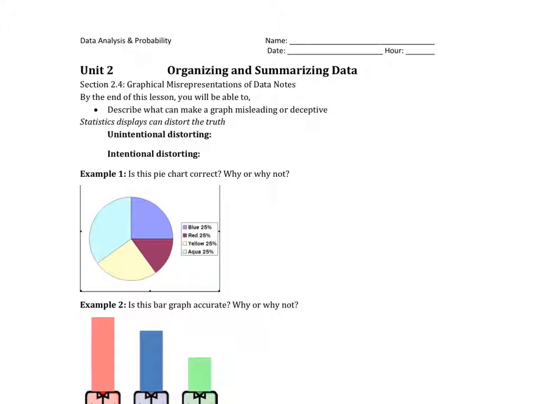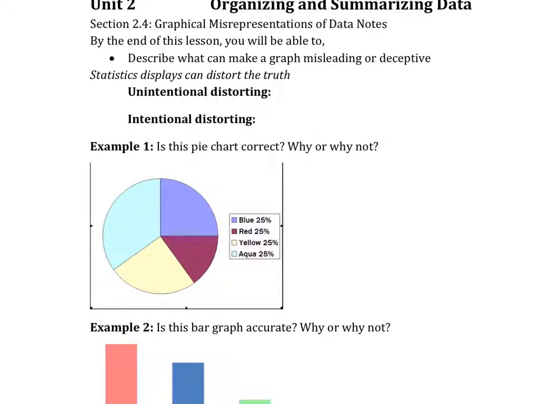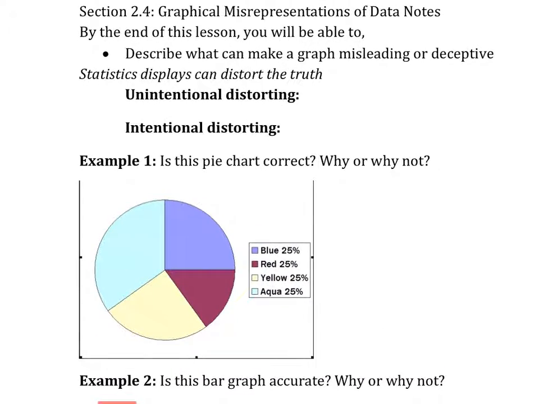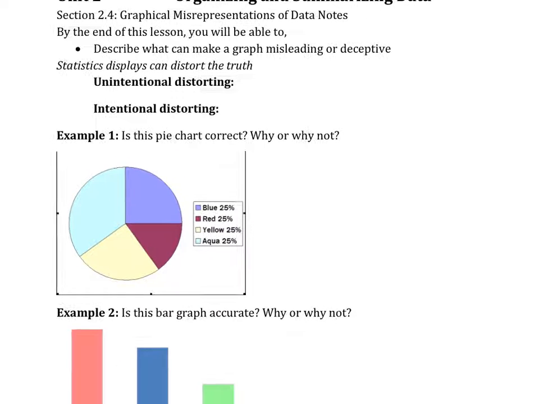Some graphical misrepresentations of data: how graphs can be misleading, how to identify misleading graphs, and how to make sure your graphs are not misleading and that you provide good and accurate graphs. So first, statistics displays can distort the truth depending on how you choose to represent it and how you choose to label your axes. There are two different types of distorting.